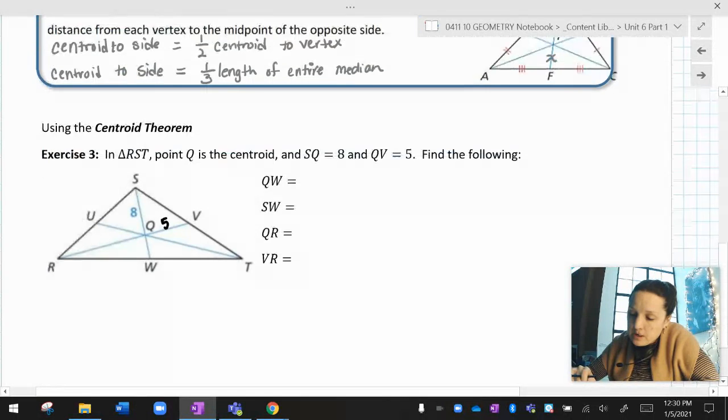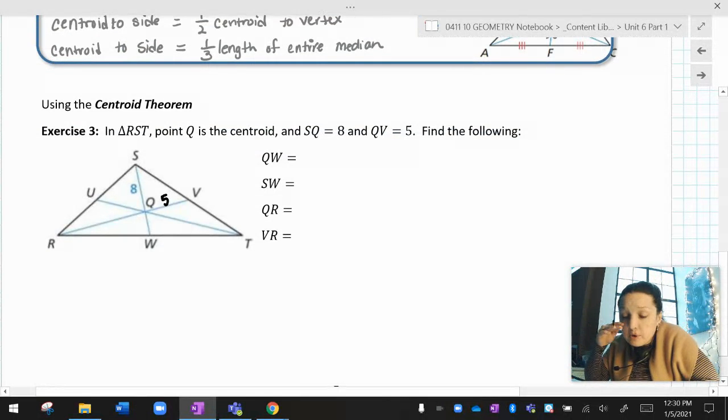Okay. So now let's use it. Use the centroid theorem. In triangle RST, point Q is the centroid, SQ is 8, QV is 5, and that's marked on the diagram. Find the following.